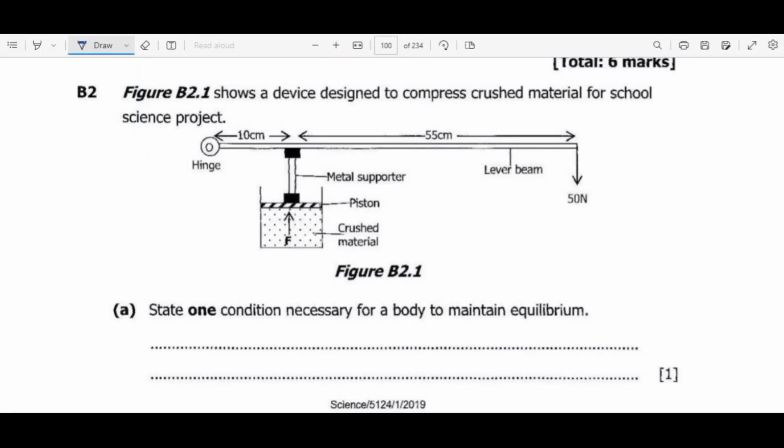Welcome folks. Before us we have a question in physics under moment, and we can define moment as the ability of a force to make an object turn. Now, moment is used in everyday life activity. For example, opening and closing of a window, a door, moment is there.